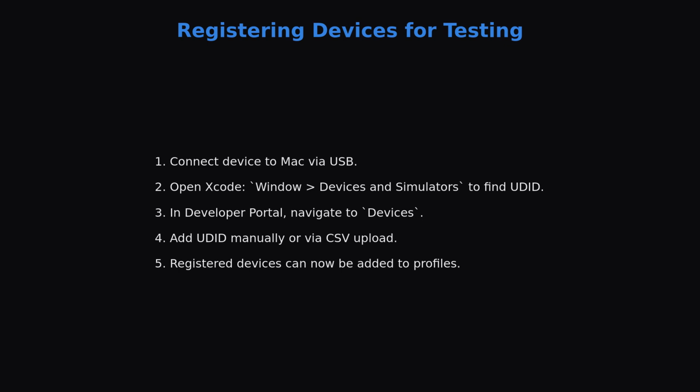In the Developer Portal, navigate to the Devices section. You can upload a list of UDIDs via a comma-separated values file or add them individually. Devices must be registered and active in the portal before they can be selected for inclusion in any development profile. An unregistered device attempting to run a development build will fail, resulting in the error message "A valid provisioning profile for this executable was not found."